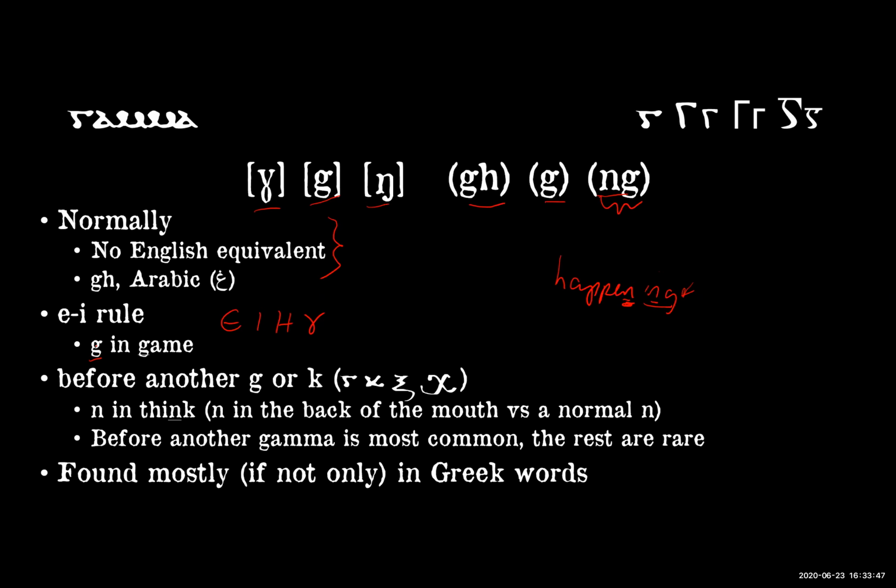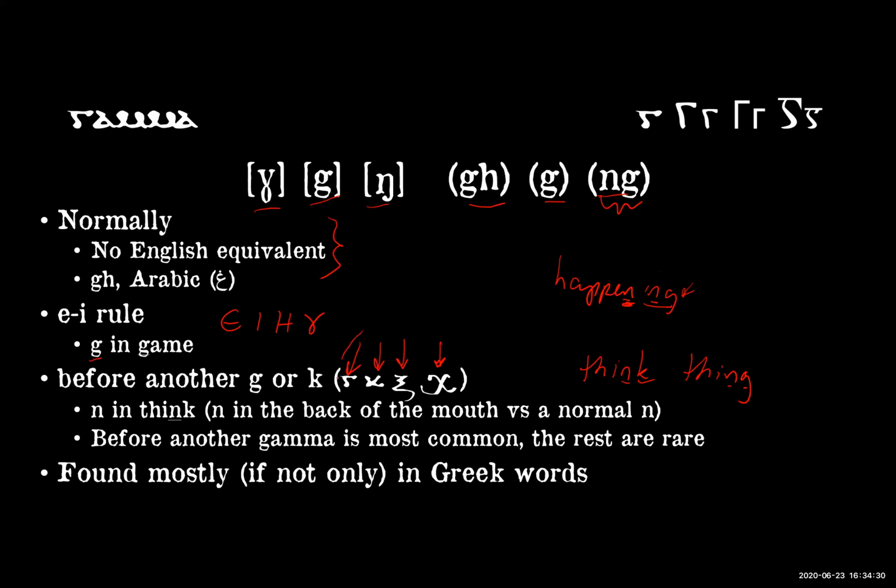And now this is tricky. Before another G or a K sound, so these four letters, if it's before another Rama, before kappa, before xi, or before chi, it's going to change to the N in the back of your throat. Just like in English, when you say think or thing, both times, the N before the K or the G sound goes to the back of your throat. So think, thing. Same here.